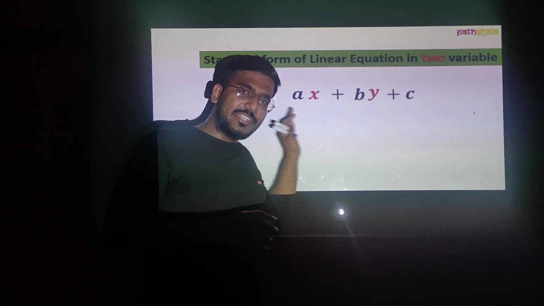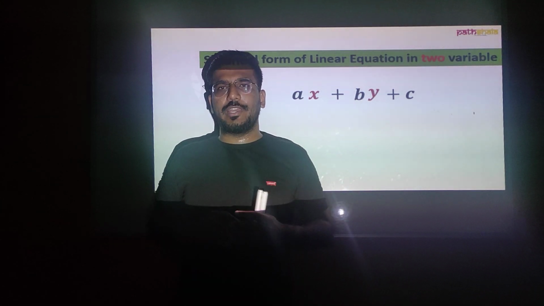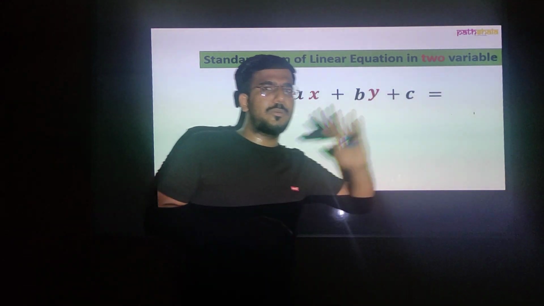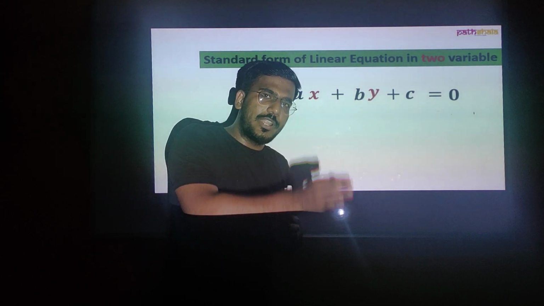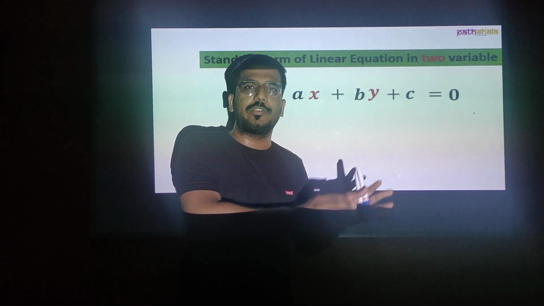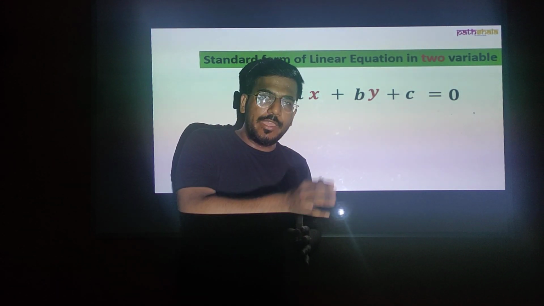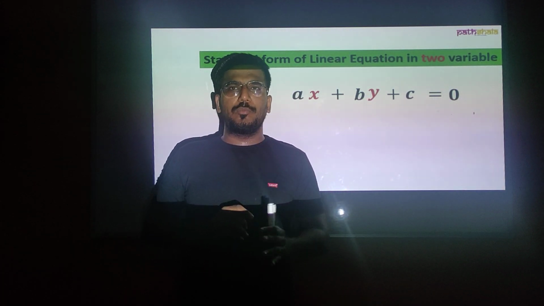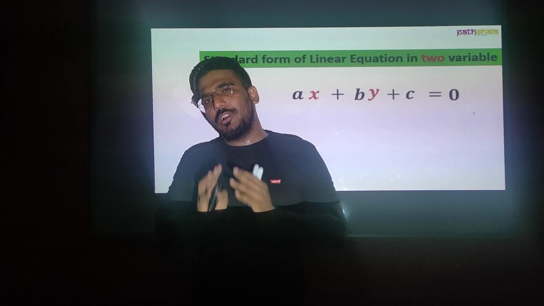Now my question is, is it an equation? No, not now, because there is no equal to sign in it. So let's put an equal to sign and equate this with some RHS, and that is 0. So ax plus by plus c is equal to 0 is called the standard form of linear equation in two variables. I repeat, ax plus by plus c is equal to 0. This is called the standard form of linear equation in two variables. Fine. So this is called the standard form.